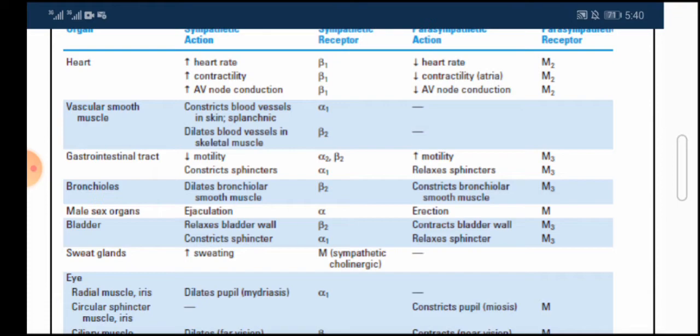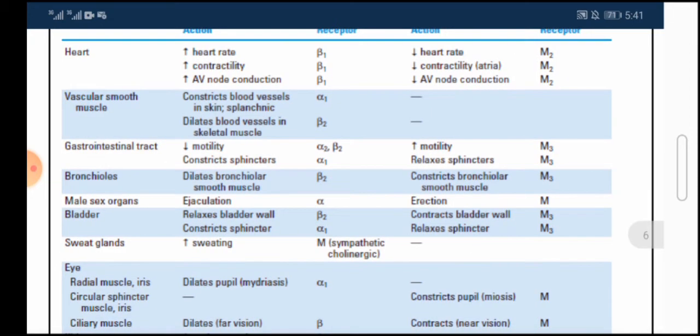Please remember which receptor is responsible for wall of the bladder relaxation. It was beta-2. Plus constriction of the sphincter. And here the responsible receptor is alpha 1. Alpha 1 was responsible for the sphincter to give excitatory effect by constriction.